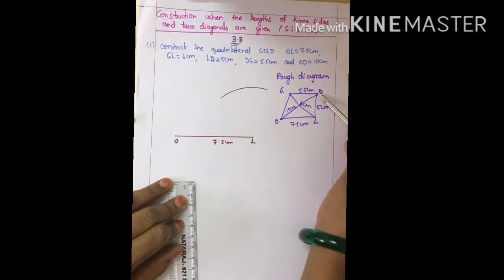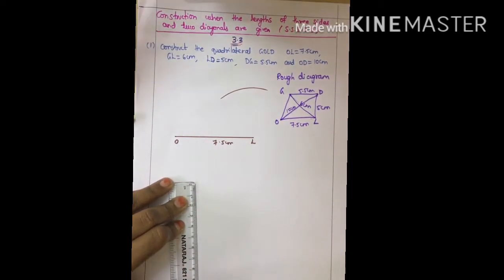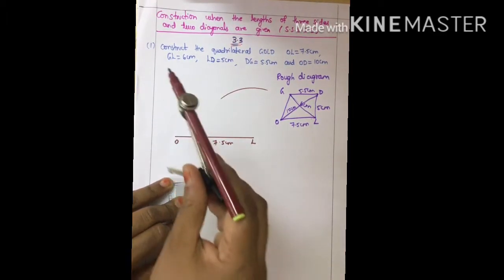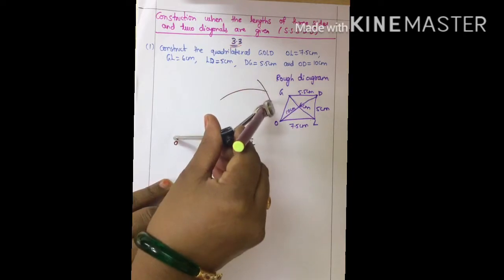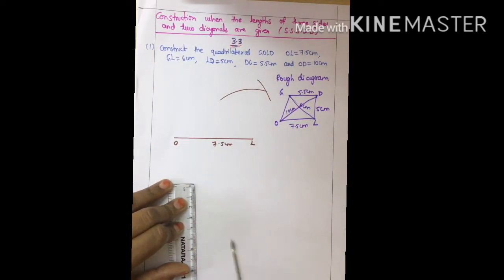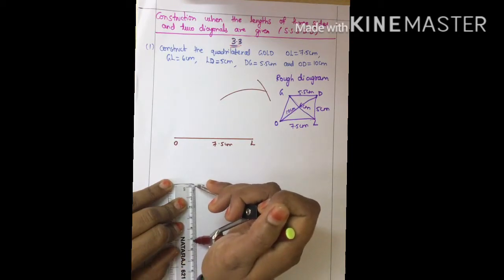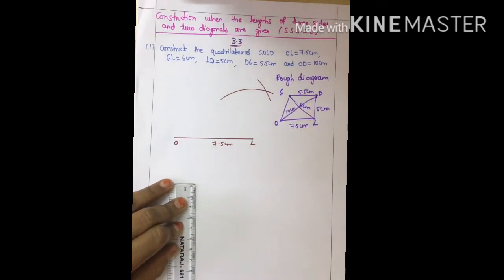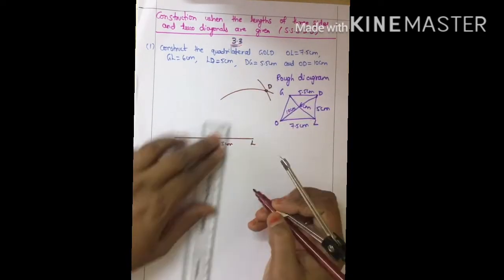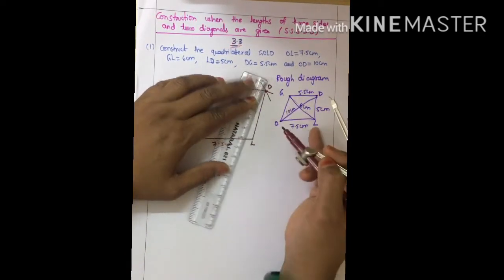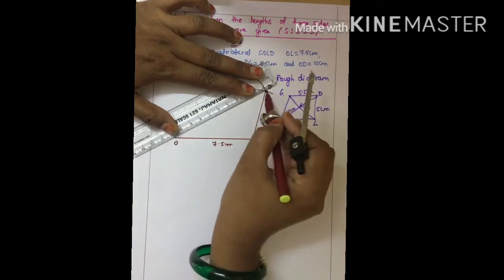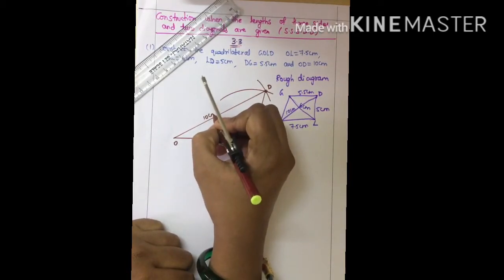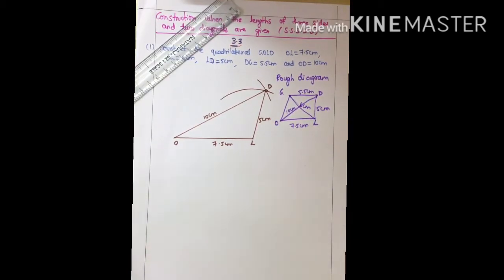And what is the measure of OD here? OD is 10 centimeters. So take 10 centimeters radius. With O as center, cut this arc. If it is not cutting exactly, then take 5 centimeters radius again with L as center and extend the arc until it touches. Now this point is D. Take the ruler, join D and L, and O and D. So here you got a triangle. This is 5 centimeters and this is 10 centimeters. Up to there, we are going to write the steps now.